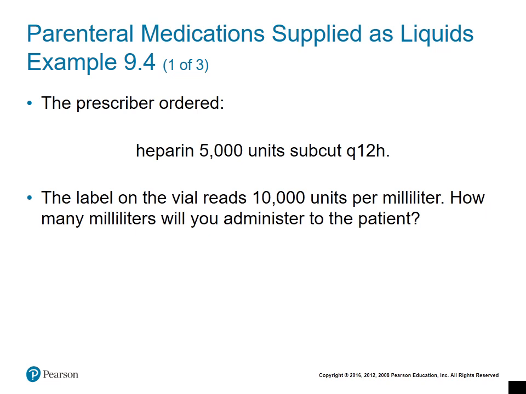All right, the label on the vial reads 10,000 units per milliliter. How many milliliters will you administer to the patient? So notice real quick that it just says units. It doesn't say like milligrams, grams, things like that. Heparin is actually measured in what's called units, USP units, United States Pharmacopoeia units. Okay, so that's something new.